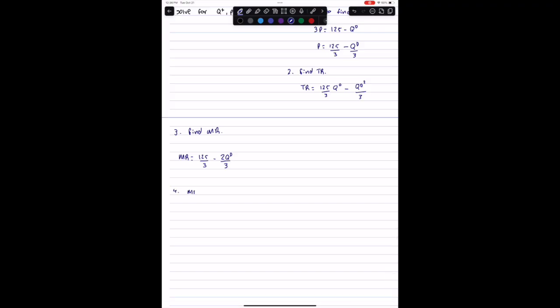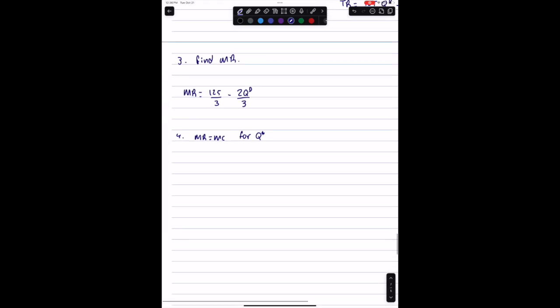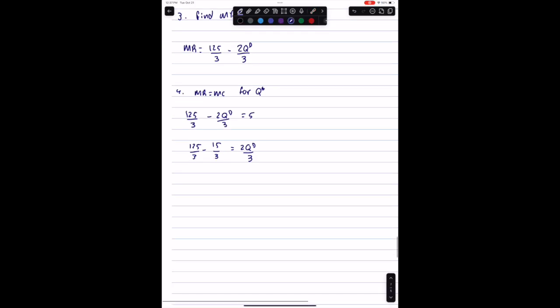And then 4, marginal revenue is equal to marginal cost for Q star. So we know that 125 over 3 minus 2QD over 3 is equal to 5. 125 over 3 minus 15 over 3 is equal to 2QD over 3. If you're wondering where I got this 15 over 3 from, I moved the 5 to the other side, and we have to subtract it because we switched the signs. And I multiplied both sides, the numerator and the denominator, by 3, so we can get this similar denominator to subtract, right?